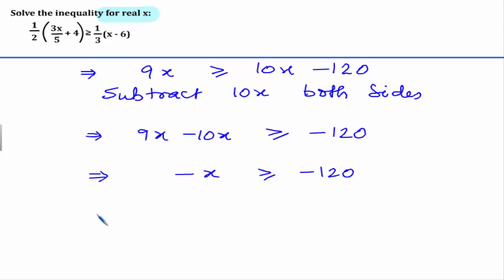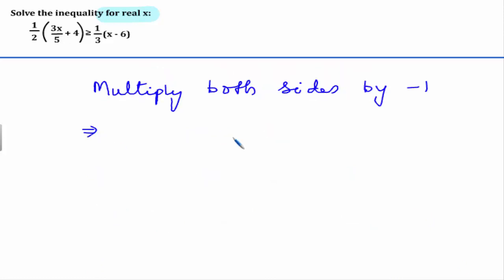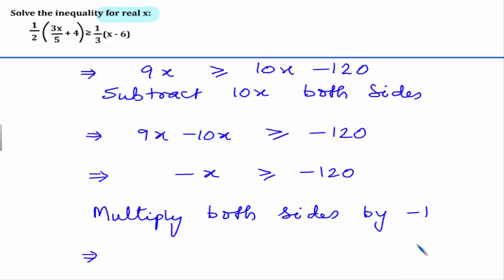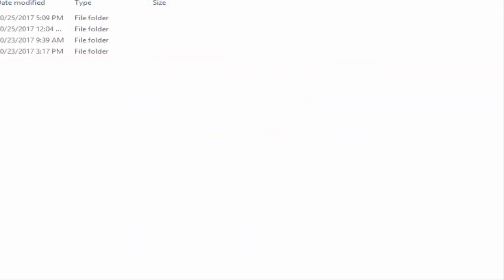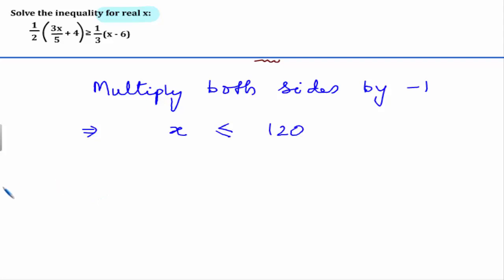So what shall we do here? Let us multiply both sides by minus 1. Here we have to be little careful when you are multiplying an inequality with a negative number. Here minus x into minus 1 will be x, and minus 120 with minus 1 will be 120, but when you are multiplying both sides with a negative number, the symbol will be changed. So when it is greater than or equal, here it will be lesser than or equal. This is a key point while solving these kind of solutions.